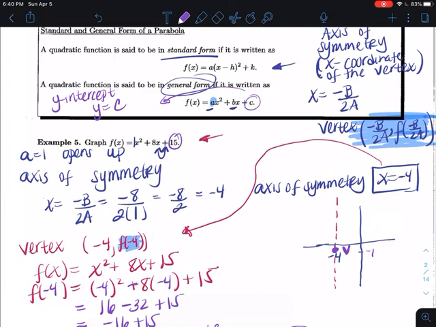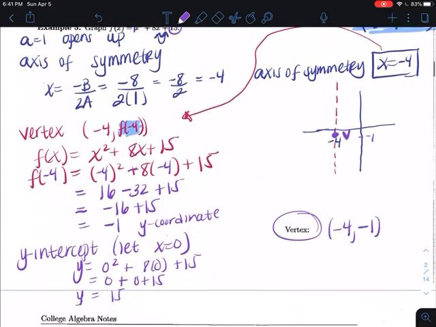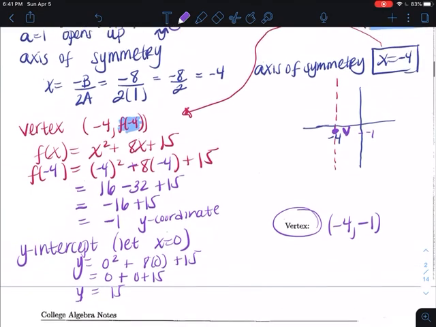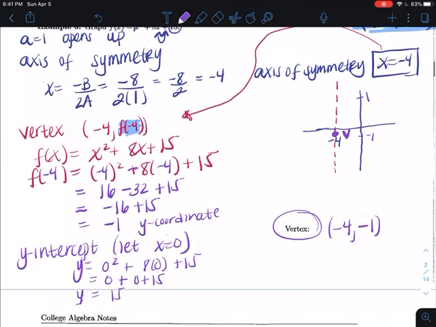That only applies if it's in standard form, when it's multiplied out. It's not as simple when it's in other forms, a little bit more work. So y equals 15. That means my graph is going to cross the y-axis at 15. And I would just sketch my graph. It's symmetric.